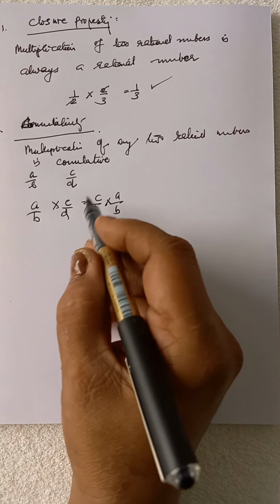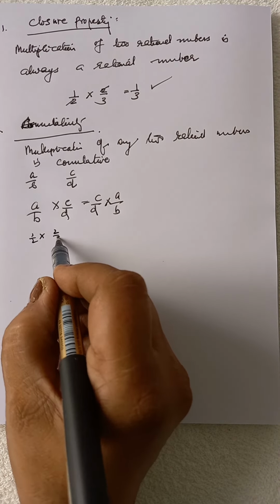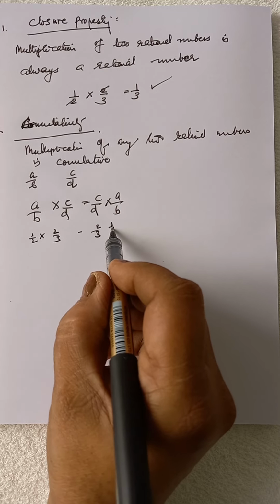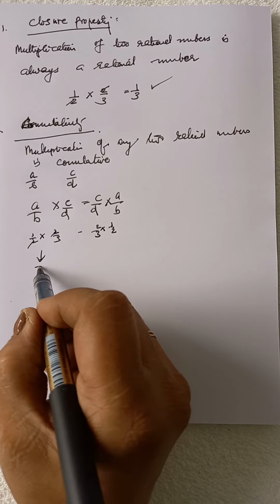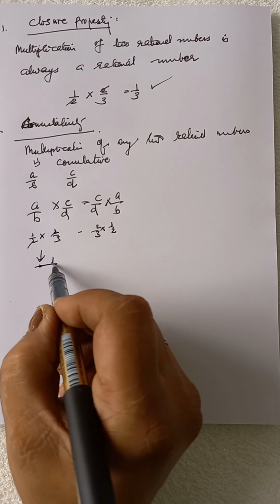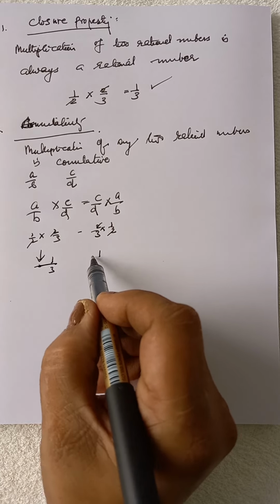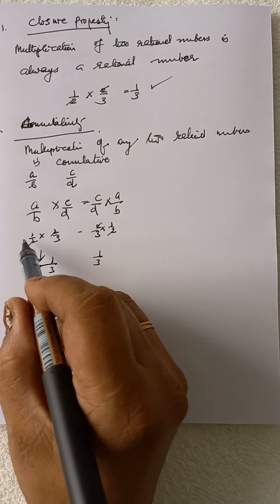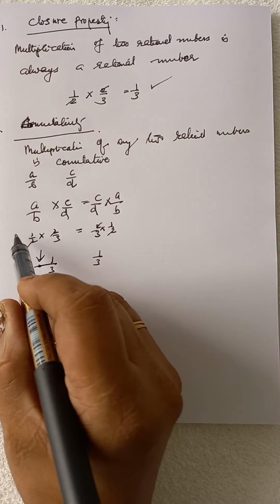With a small example, we can take this 1 by 2 into 2 by 3, and we take here 2 by 3 and 1 by 2. Here the product we find, 2 and 2 cancel, 1 by 3. Here 2 and 2 cancel, so this also is 1 by 3. So we can say that 1 by 2 into 2 by 3 is equal to 2 by 3 into 1 by 2. This is equal.